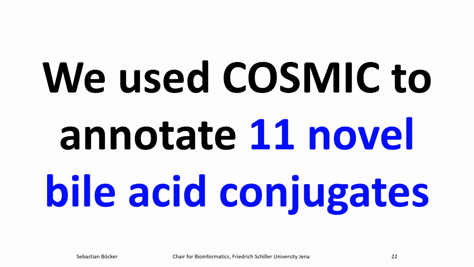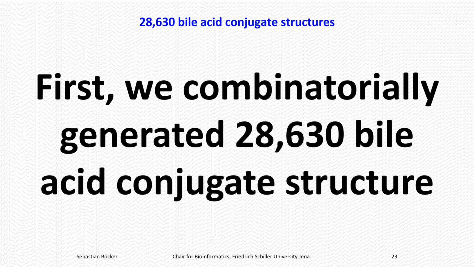So we also used that to actually detect something biologically interesting. In fact, we annotated 11 novel bile acid conjugates. What we did there, we first combinatorially generated more than 28,000 bile acid conjugate structures. That's just using a program that is able to generate such combinatorial structures. In fact, you see them all here, but probably you can't really see them. So let's zoom in.